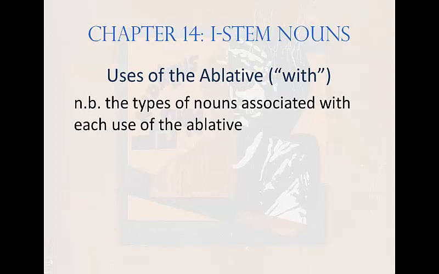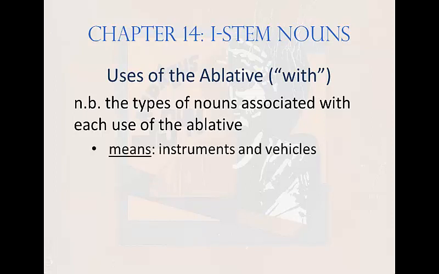Besides their formation, it's often easy to tell the difference among these three uses of the ablative by looking at the type of noun used as the object of cum, if there is a cum. A noun used in the ablative of means is almost always an instrument or vehicle of some kind.